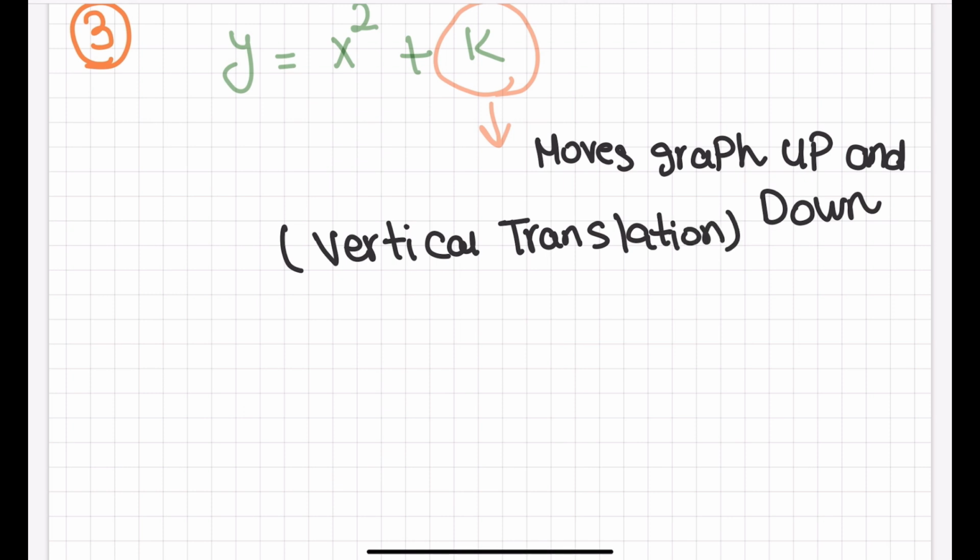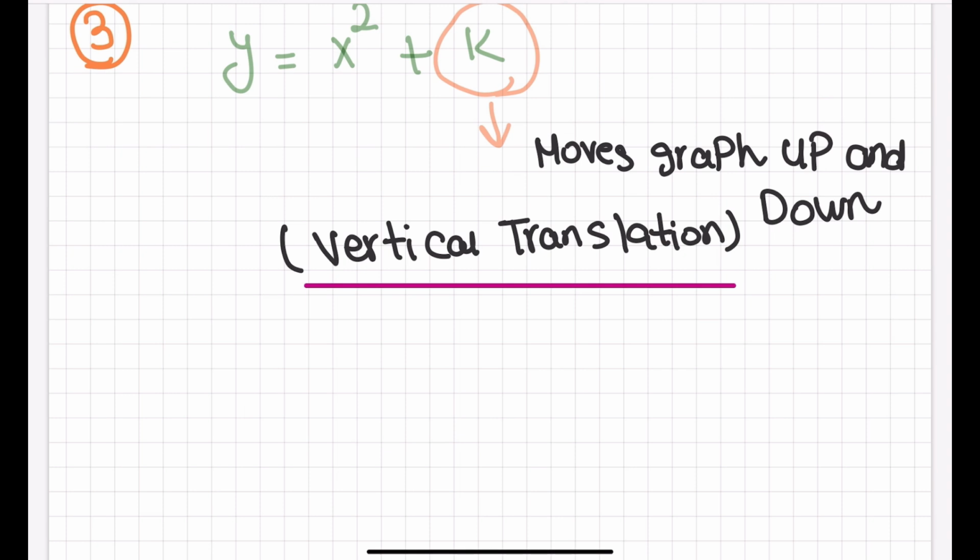So if in the exam they ask you what is a vertical translation, or they call it vertical shift, it depends, you can say in a quadratic function, in the equation of y equals x squared plus k, the k represents the vertical shift. It depends on the number of the k, so the graph goes up or the graph goes down.